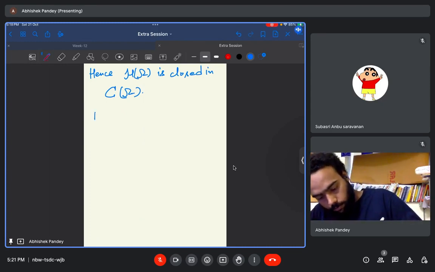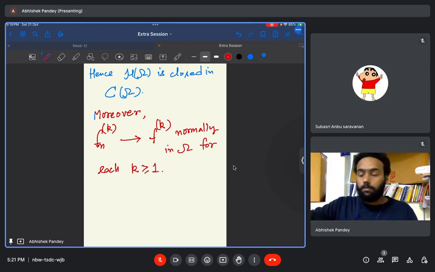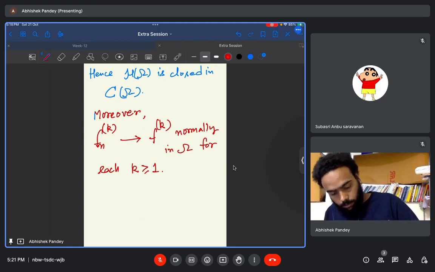Moreover, we can also prove that f_n^(k) also converges to f^(k) normally in omega for each k greater than or equal to 1. Meaning the derivative also converges to the derivative of that one. This is the standard result. You should try to prove this one. This is important.